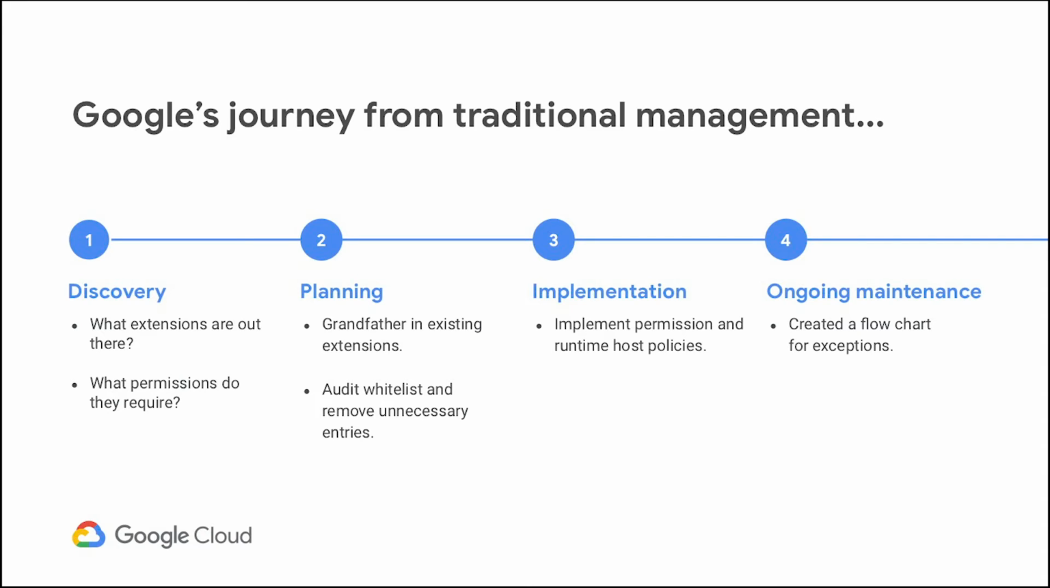The next step was the planning. That was grandfathering in the existing extensions so our users didn't notice. We grandfathered in all of our existing extensions to just stop the bleeding. And then we go from there and whittle that whitelist down. So we audited that whitelist and removed the unnecessary entries as time went on. After we did that permission-based blocking, we went back and did the runtime host policies. And we added those in one by one, slowly, making sure that we didn't affect users.